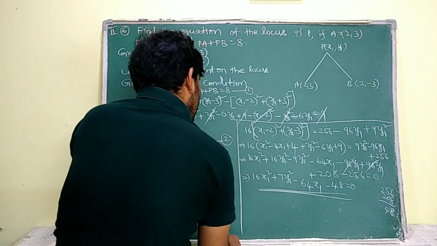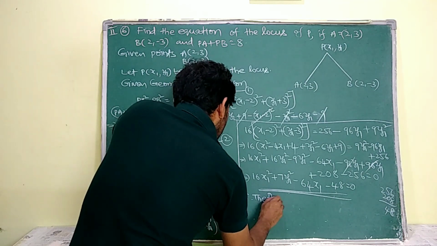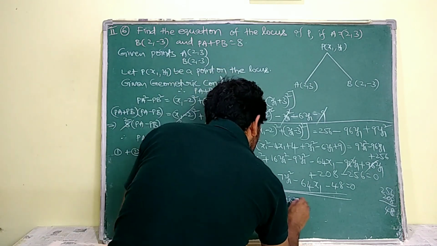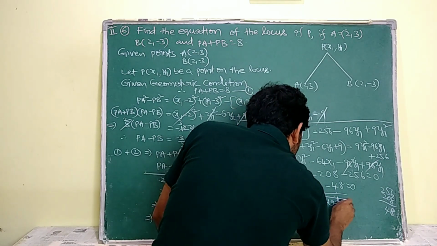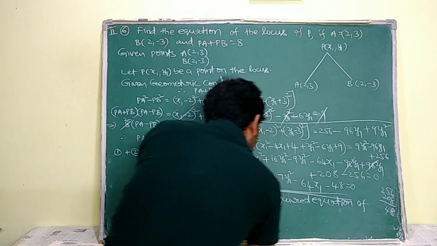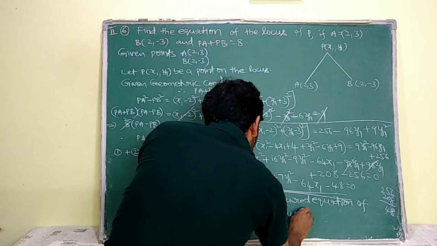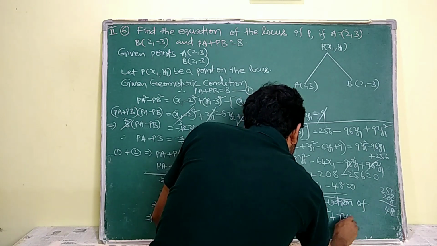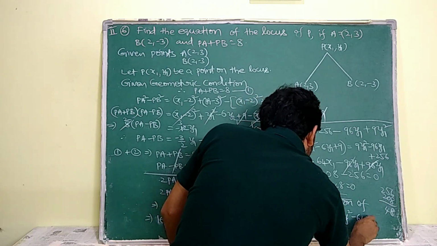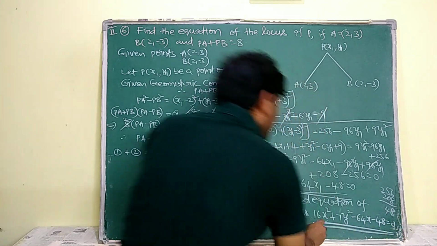Therefore the required equation of the locus is 16x square plus 7y square minus 64x minus 48 is equal to 0.